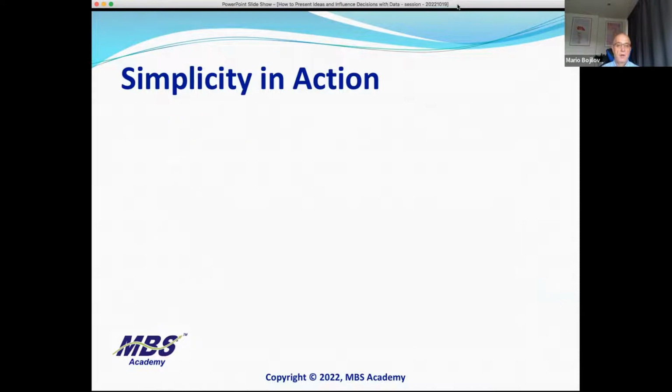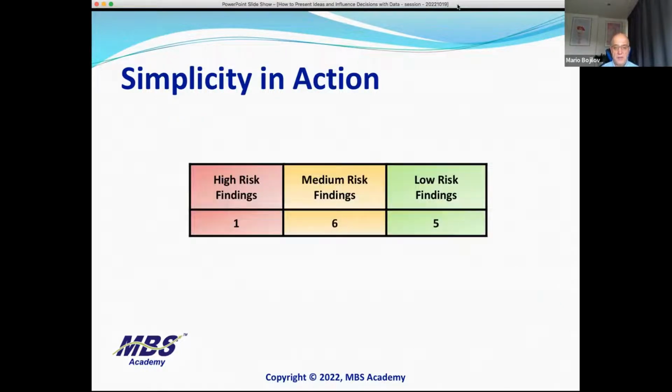Now, another thing to keep in mind: simplicity in action. There are things which are needed and things which are not needed. Here's a table from a report that I wrote 6 or 7 years ago with my teams, showing the number of risk findings that we found. The table is relatively simple. Is it as simple as we need it? Probably it can be simplified. What's the most important information here? It's the number of findings.